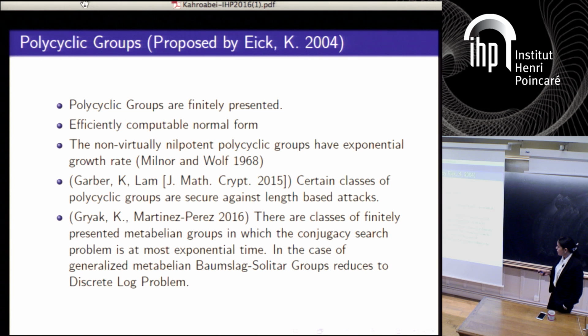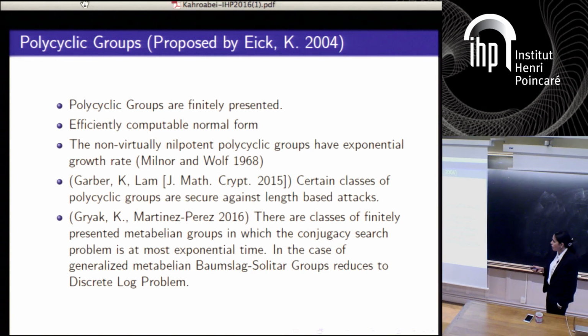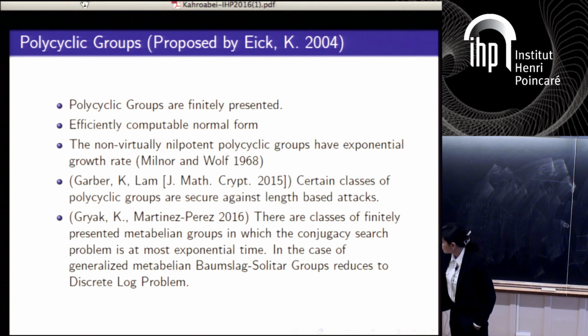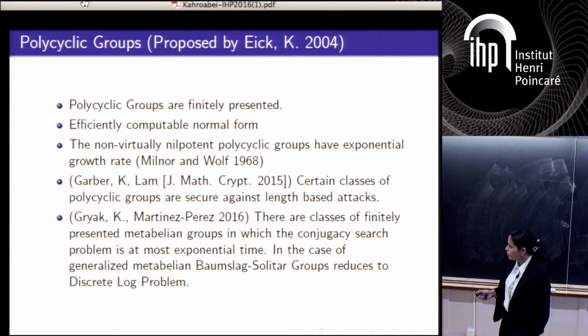Recently, with Jonathan Gryak and Conchita Martinez-Perez, we came up with a result that there are classes of finitely presented metabelian groups in which the conjugacy search problem is at most exponential. In one case, which we call the generalized metabelian Baumslag-Solitar group, the conjugacy search problem reduces to the discrete log problem. There are many polycyclic groups that are metabelian. So this is the connection.